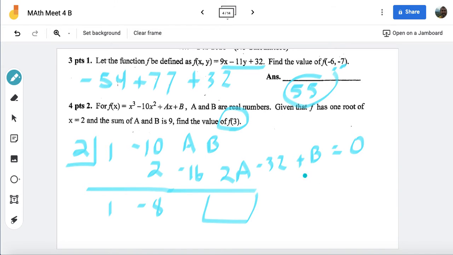This is another video where we're going to have to bail. I thought I had this done correctly earlier. Let me just think for a minute. Maybe I messed up. 1, negative 10, a, b. We know it has a root of 2. 1, 2, negative 8, negative 16, a minus 16 times 2, 2a plus b is 0. That means 2a plus b equals 32.